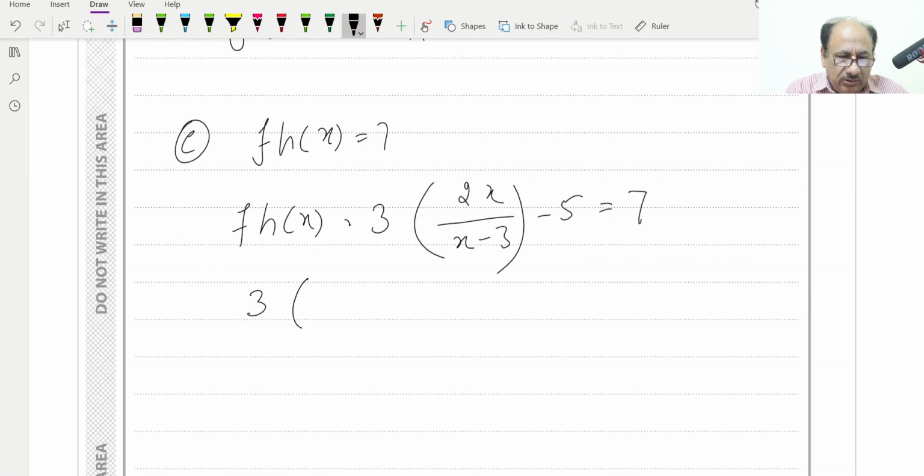So 3 into 2x over x minus 3, and minus 5 we will shift to other side, that will be 7 plus 5, which is equal to 12.